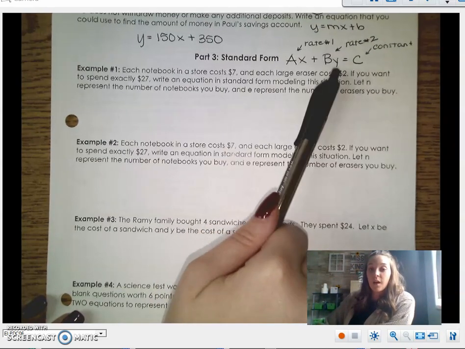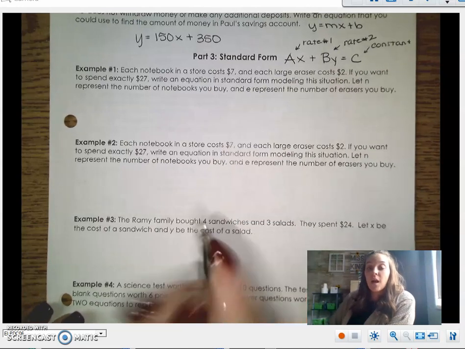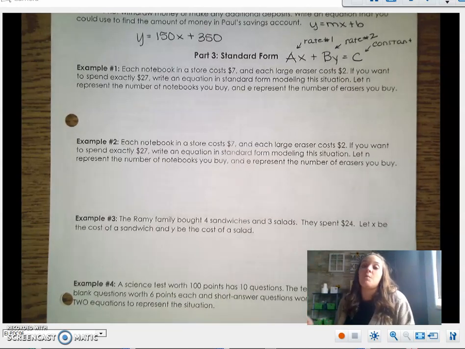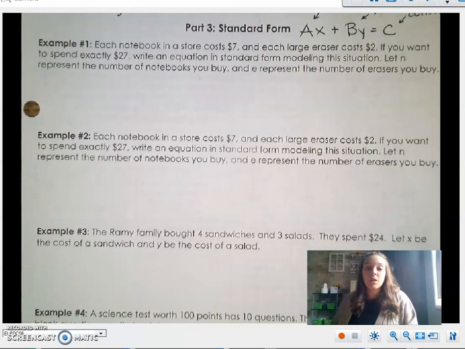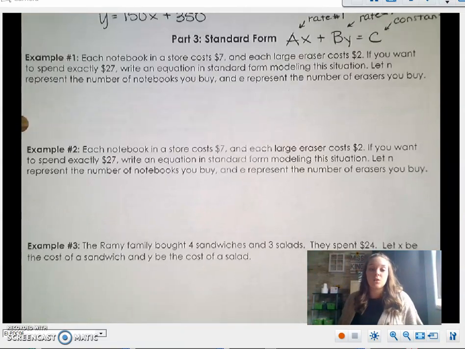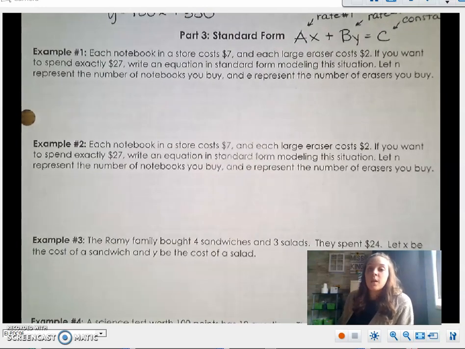So you still have an x and a y, but this time your x and the y are on the same side, and before them are your two different rates. So example number 1 says each notebook in a store costs $7, and each large eraser costs $2. If you want to spend exactly $27, write an equation in standard form modeling the situation. Let n represent the number of notebooks you buy, and e represent the number of erasers you buy.